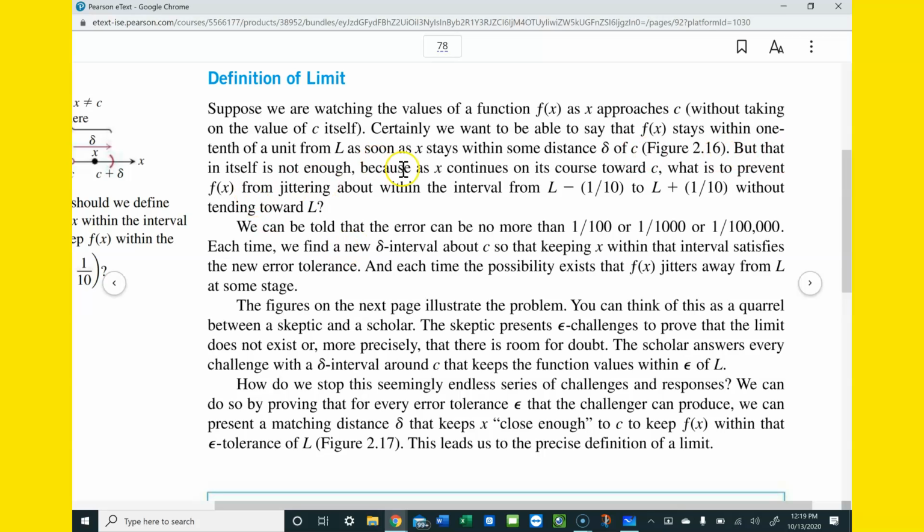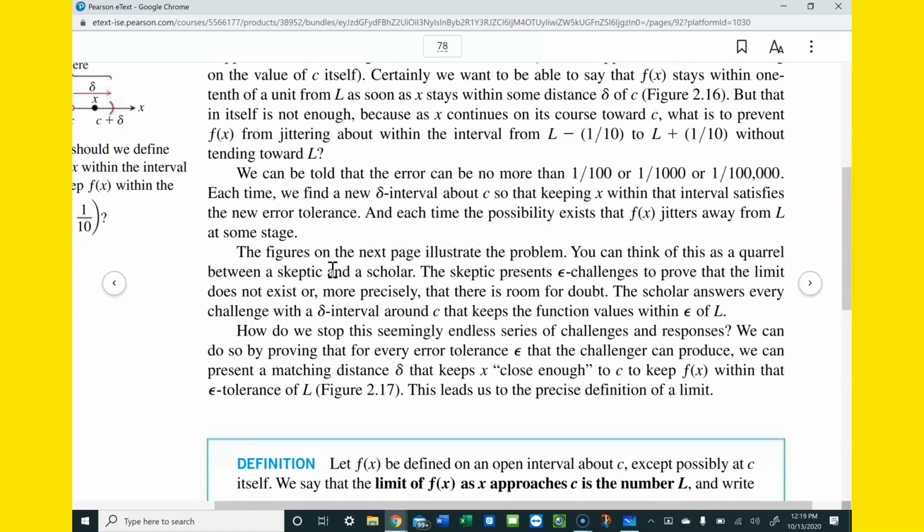But that in itself is not enough, because as x continues on its course towards c, what is to prevent f of x from jittering about within the interval from L minus 1/10 to L plus 1/10 without tending toward L? We can be told that the error can be no more than 1/100th or 1/1000th or 1/100,000th, but each time we find a new delta interval about c, so that keeping x within that interval satisfies the new error tolerance. And each time the possibility exists that f of x jitters away from L at some stage. The figures on the next page illustrate the problem.